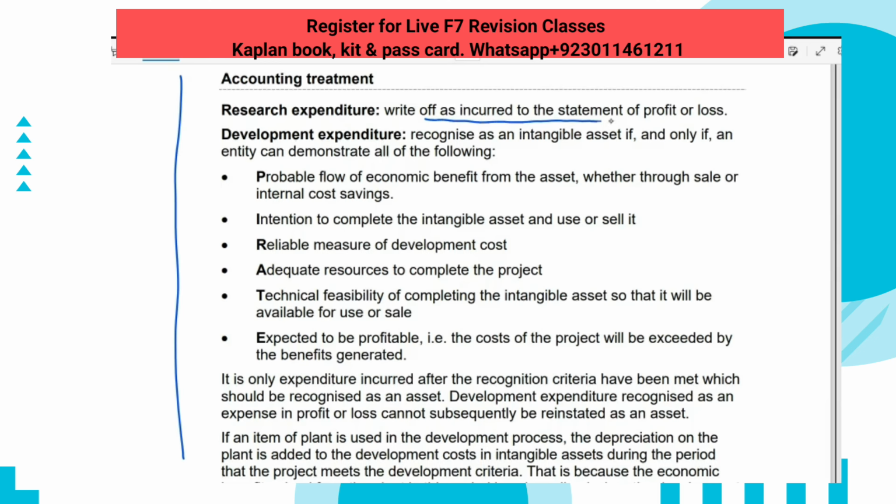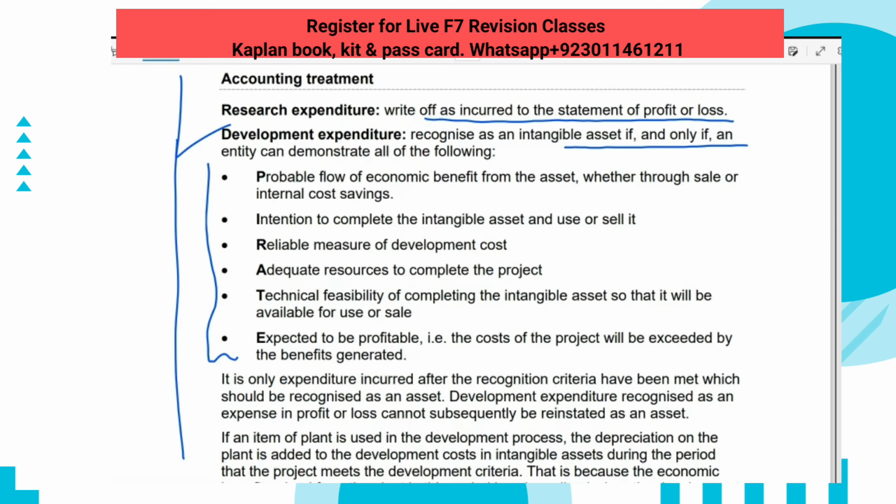Now the main part: as a professional accountant, how do you recognize it in the financial statement? What is the research expenditure? Write it off as incurred in the statement of profit and loss. If research expenditure is there, straight away write it off. Development expenditure is recognized as an intangible asset only if an entity can demonstrate the following.